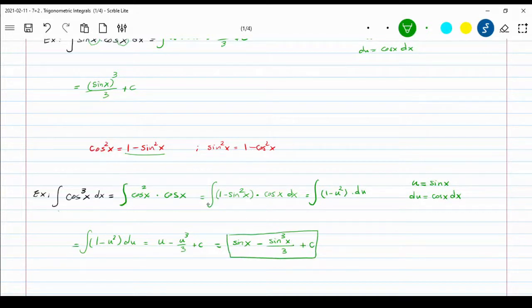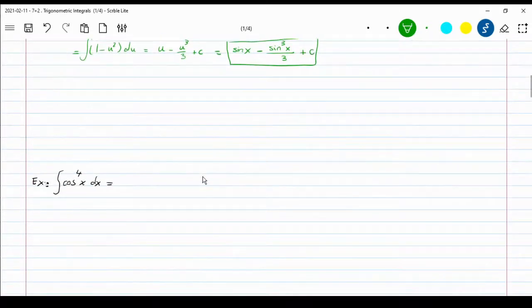You notice the whole technique is to create, sorry, there is a dx here that I forgot. The whole purpose is to create this single cosine in which the other terms have even power. If it's only sine, it doesn't really matter if it's odd or even. But if it's cosine squared, you try to use this Pythagorean identity to write it in terms of sine.